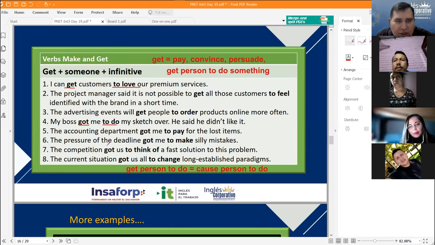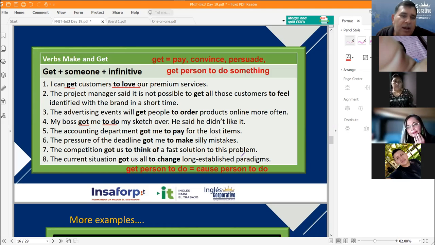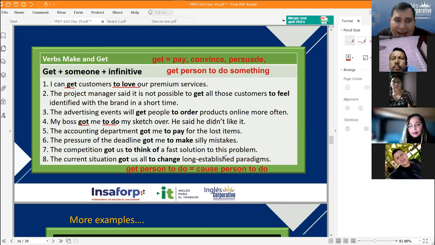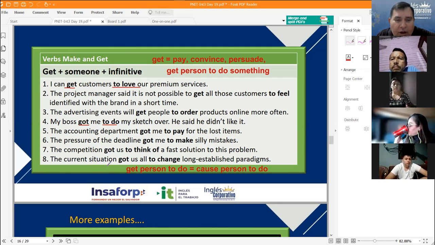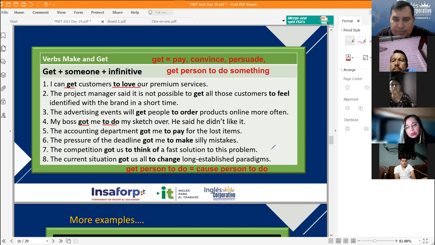The pressure of the deadline got me to make silly mistakes. The pressure of the deadline made me make silly mistakes. The competition got us to think of a fast solution to this problem. The competition made us think of a fast solution for this problem. The current situation got us all to change long-established paradigms. The current situation, the COVID situation, made us all change long-established paradigms, right? There are paradigms that we had instituted and we had to change them because of COVID.